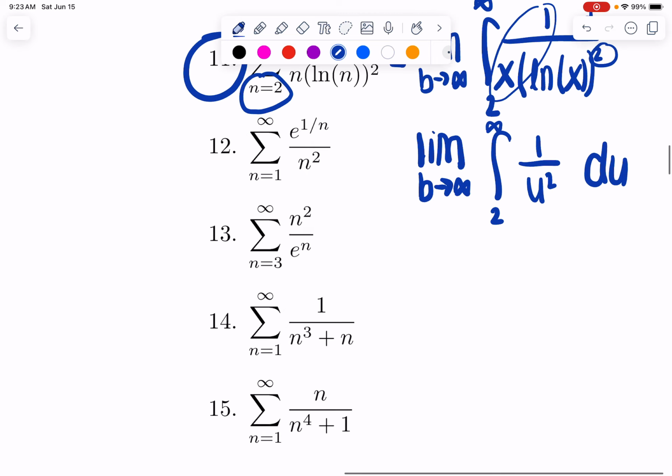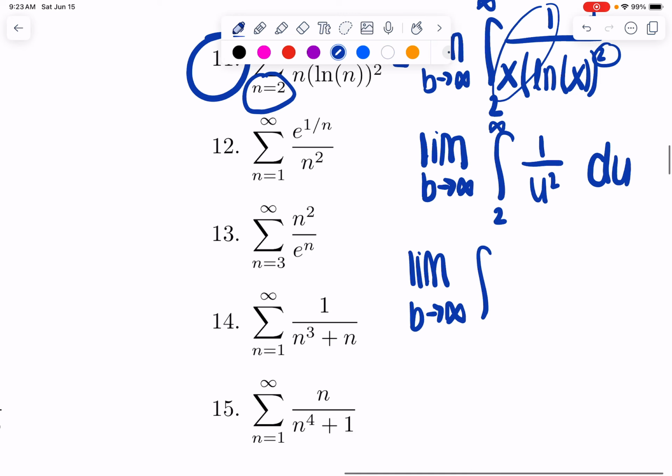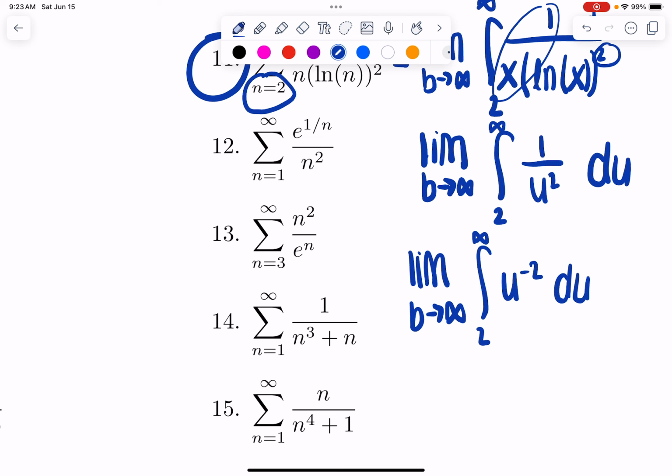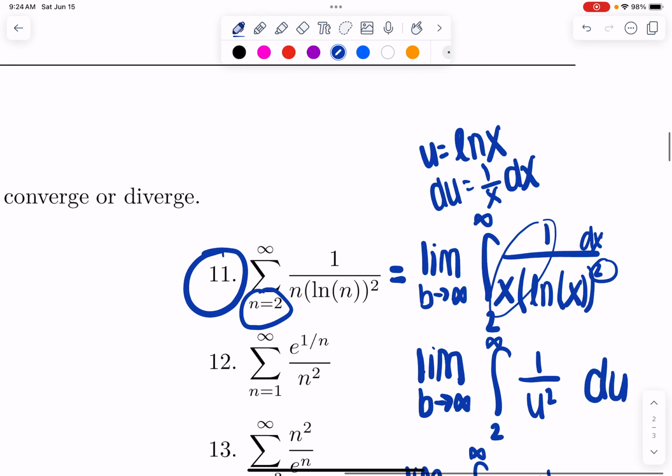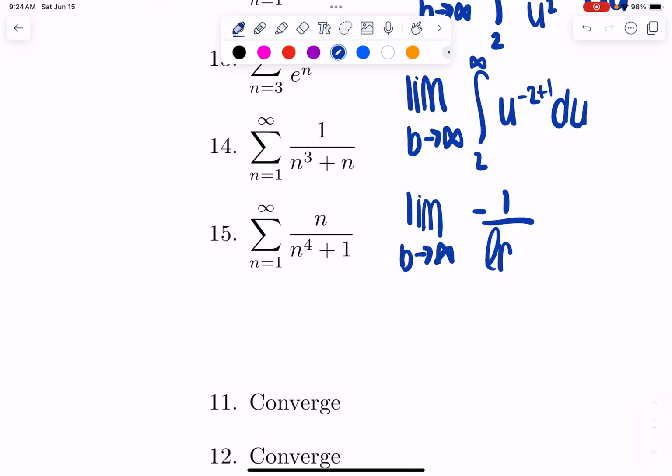Keep moving along. You would have the limit as b approaches infinity. And then I would move that exponent to the top, so it becomes u to the -2 du. Then just add 1 and divide by that, you would get -1. So I'm just going to do a couple steps in one. This would be the limit as b approaches infinity of -1 over u, but we remember u is the natural log of x. So it would be the natural log of x here, and then evaluate it from 2 to infinity.